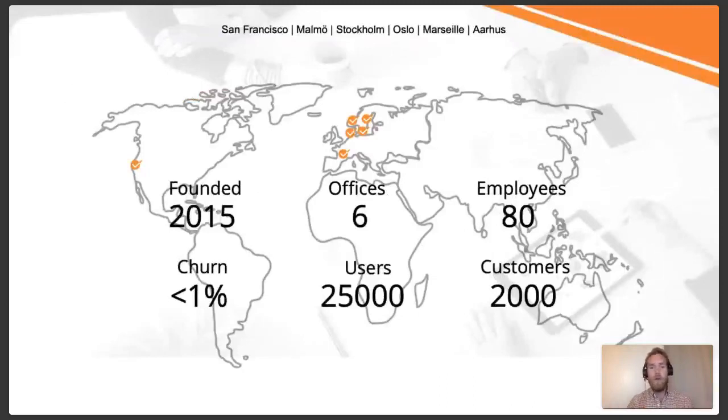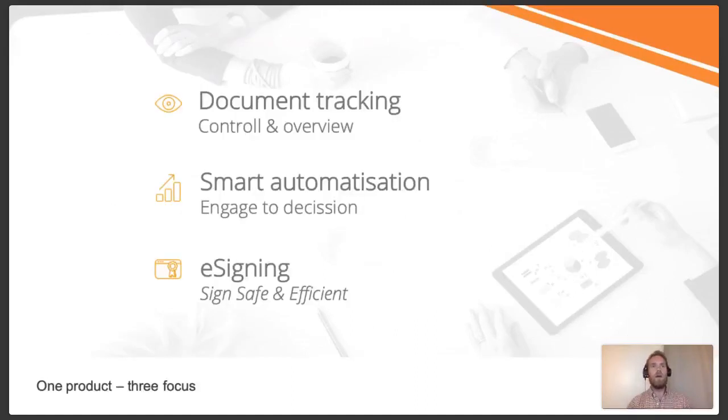About us, this is where we are right now at GetAccept. We have 6 offices in the world, and we are soon 100 employees, which we reach in 2019. Let's break down what GetAccept is about. These are the 3 things: document tracking, smart automation, and e-signing. These 3 pillars explain why GetAccept is so good to close deals faster and more efficiently.